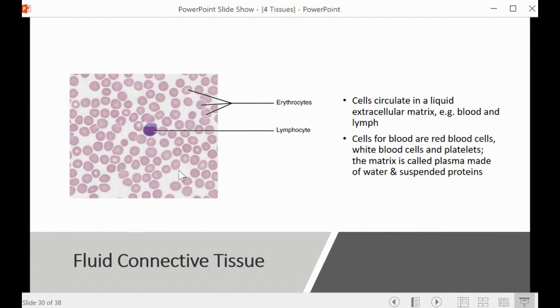The plasma here would be like the white background, okay, that extracellular matrix. And then these little purpley pink dots, those are red blood cells. The little dark purple is going to be our white blood cells. And then this little teeny tiny dot right there is a platelet.